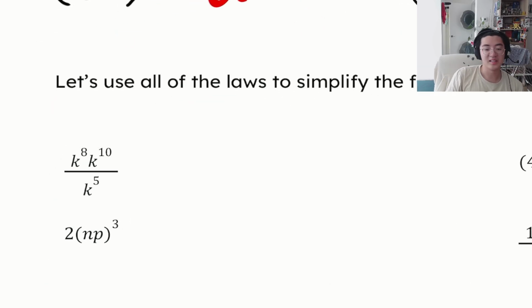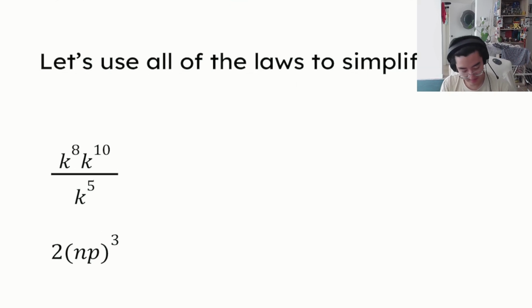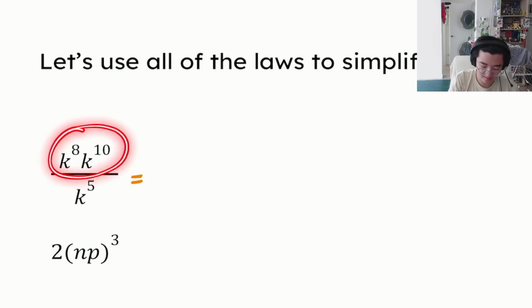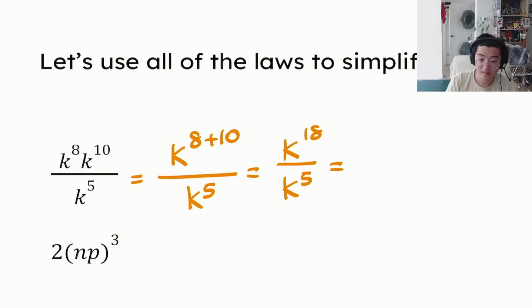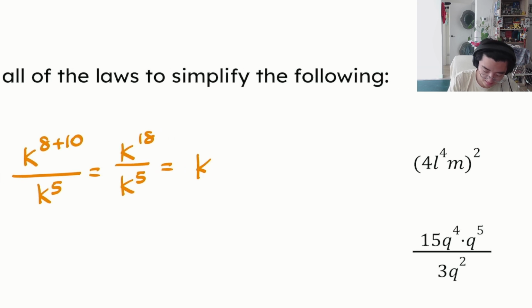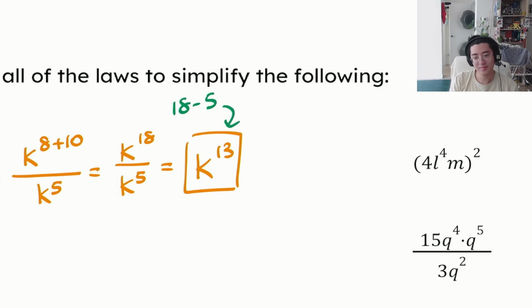Alright, so first, let's get all the multiplication here out of the way. And we got k to the 8 times k to the 10. Right, again, no sign in the middle just means to multiply. Always the case. So we got 8 plus 10 up here, k to the 5 remains the same. We get 18. And we got 5 at the bottom. Right, and then we will get k to the power of 13, because we're now just subtracting 5 from 18, because we're dividing.